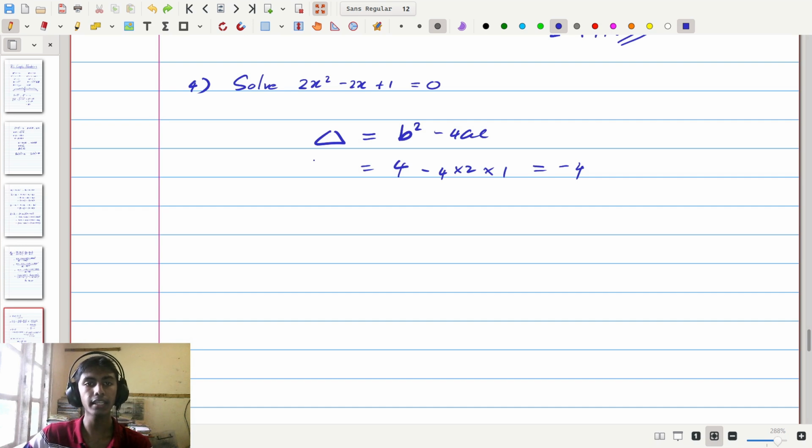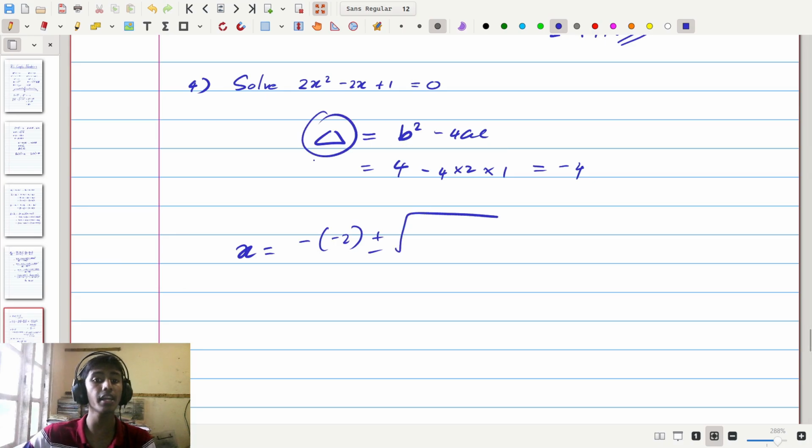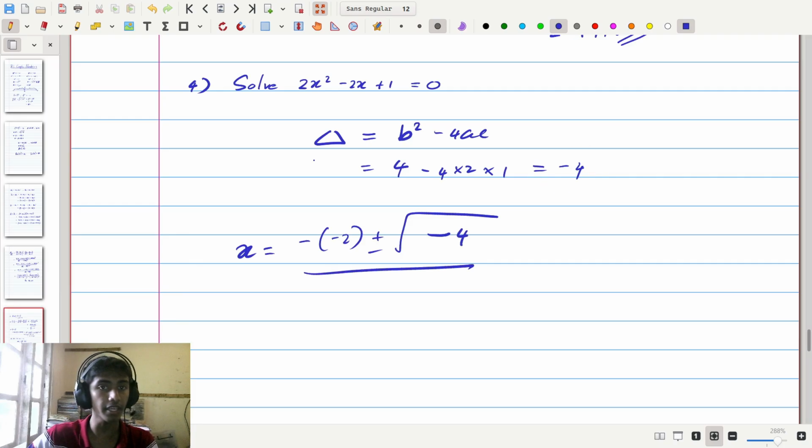We know that if we have equations of this form, then x is going to be equal to negative b, which in this case is negative 2. So we're going to write negative 2 plus or minus the square root of delta, which we could either write as b squared minus 4ac or directly as delta. Since we've already found delta, I'll directly substitute that in, minus 4, divided by 2 times a. In this case, a is equal to 2 as well, so here we just have 2 times 2.